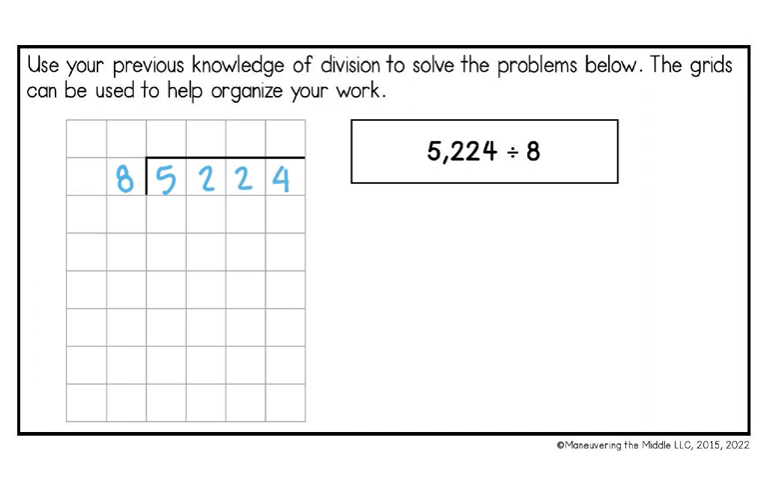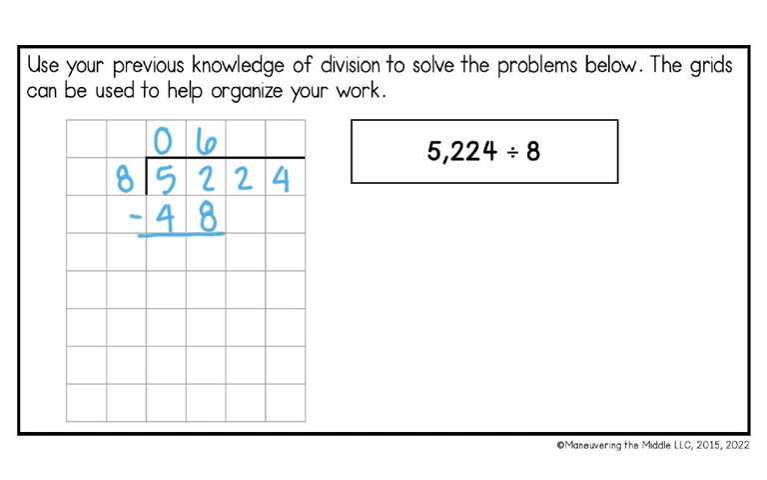5,224 is going to go on the inside. So I'm going to start by saying 8 can go into 5. It can't. That's 0. So now I'm going to see how many times 8 can go into 52, which is 6. 6 times 8 is 48. Now I'm going to subtract.